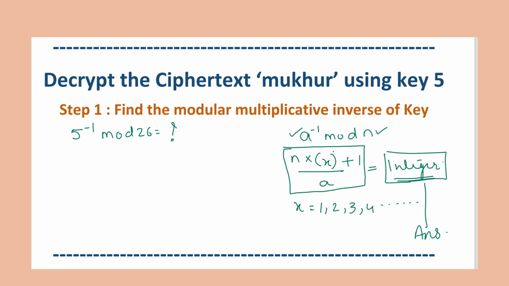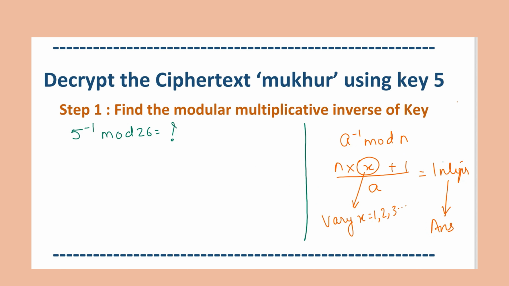Now note, this is just a quick and shortcut way of solving A inverse mod n. However, the standard algorithm which is used to find modulo multiplicative inverse is called the extended Euclidean algorithm, which I will be covering in detail in my coming videos. But for this numerical, I will use this step and we'll find the modulo multiplicative inverse of 5 and go ahead with the decryption process. So with the steps jotted here, let us go ahead and check this out.